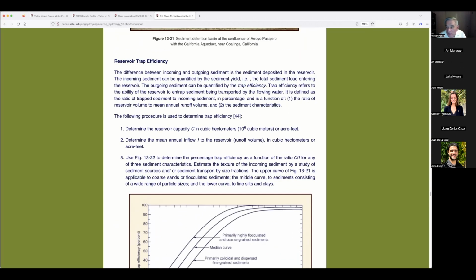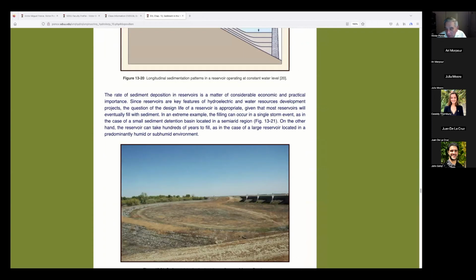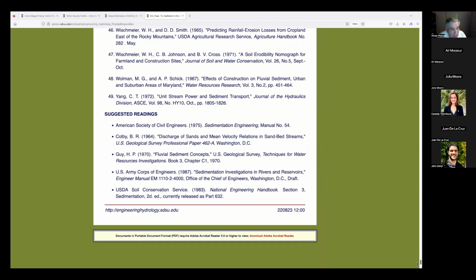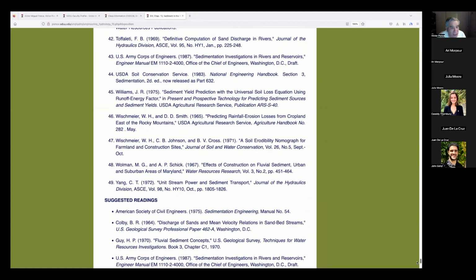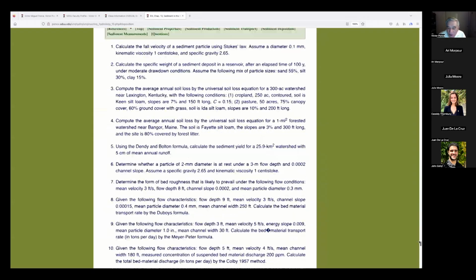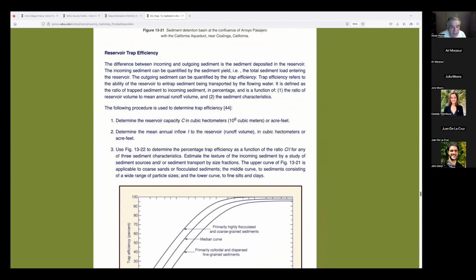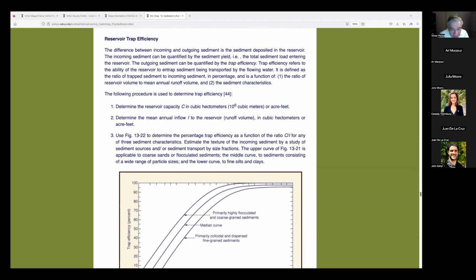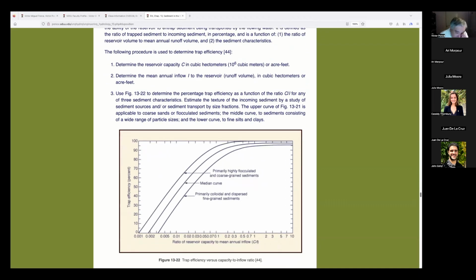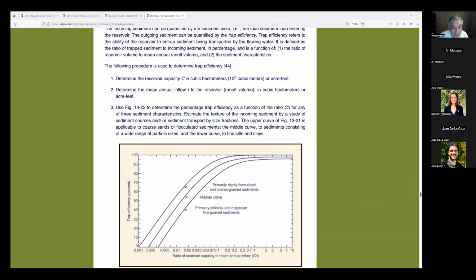Following procedure to determine trap efficiency. Let me just go in here for a second. 44, USDA Soil Conservation Service, National Engineering Handbook, Section 3, Sedimentation. So from the Sedimentation Manual of the National Engineering Handbook, we took this chart in here, and I do not recall, to be honest with you, if the name Brune, B-R-U-N-E, was mentioned in the manual. But we obviously didn't mention it over here. It must be that the manual didn't mention it. But it's widely known as the Brune curves, these curves in here.